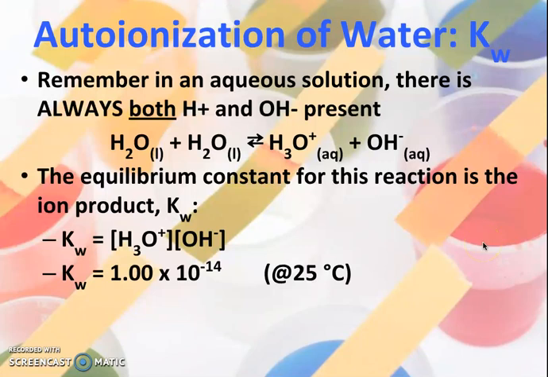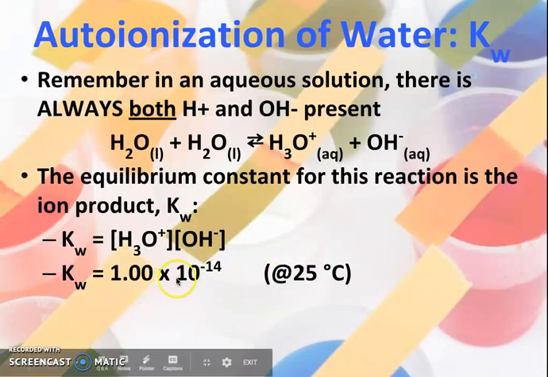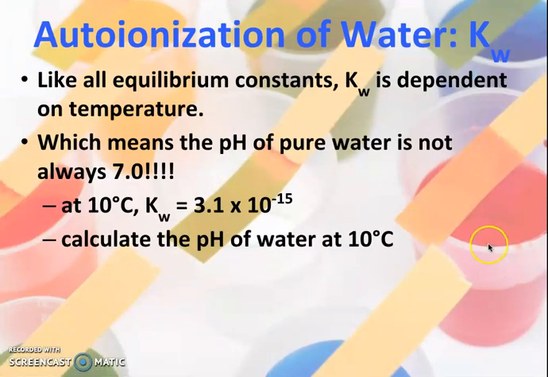We also talked about water, and that in any water solution you've got H plus and OH minus both there due to our equilibrium constant for water. And we had to specify that temperature was 1 times 10 to the minus 14. But like all equilibrium constants, that Kw is dependent on temperature, which means that the pH of pure water could be something other than 7, which is kind of trippy.